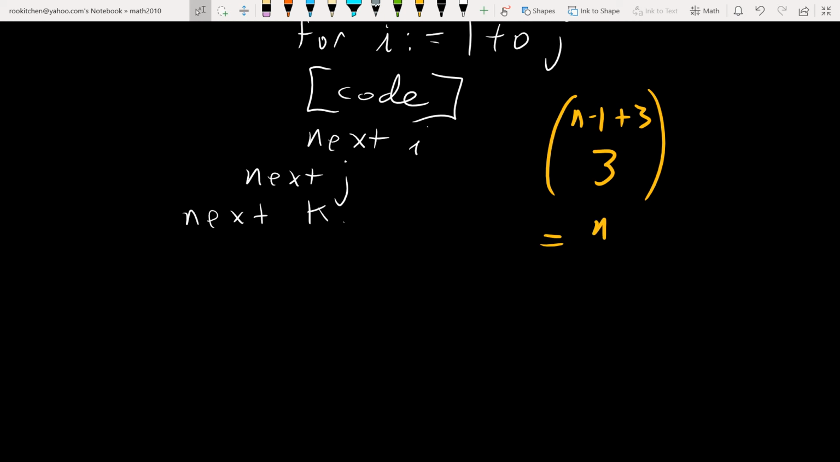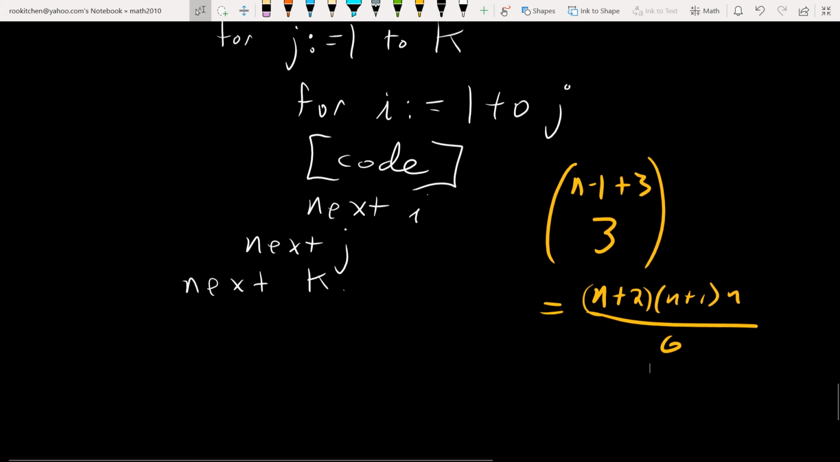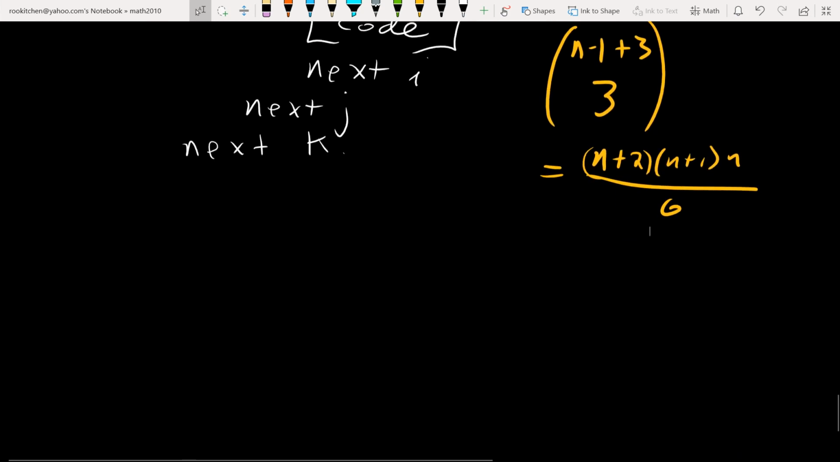What is it? N plus 2 times n plus 1 times n all over 6 operations. Okay, so knowing nothing about it, that's the deal. But let's say we want to be a little bit more careful. Maybe it's a different, not exactly this kind of code. What's the best way to go about doing it?